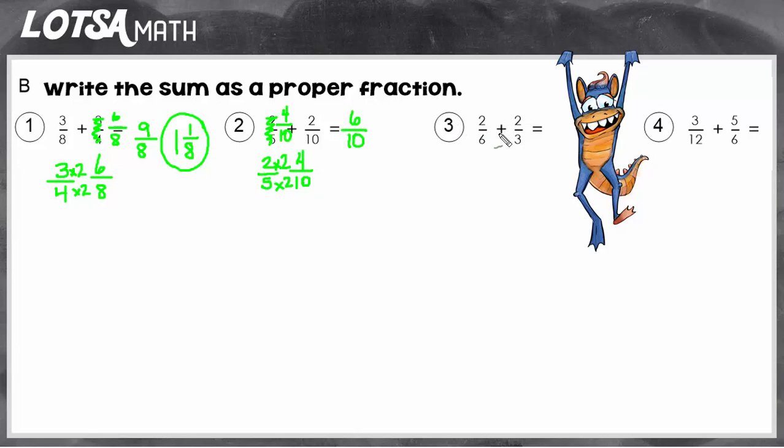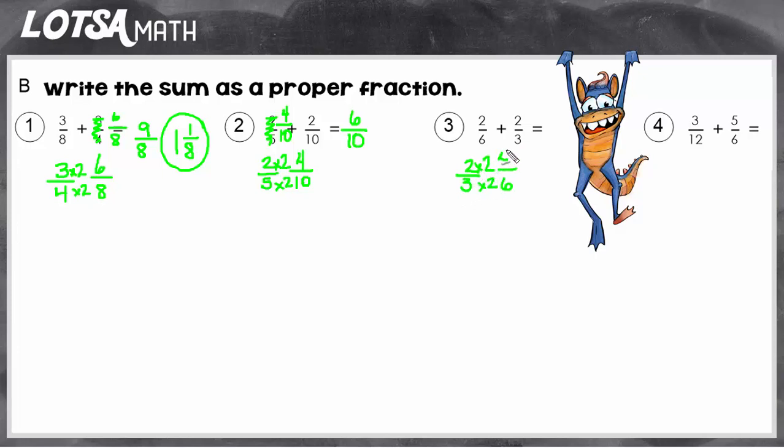All right, let's do one more together. Here I have 2/6 and 2/3. I can't add them up because they don't have the same denominator. So I'm going to change 2/3 into 6ths. I can use multiplication to do it. And what I do to the bottom, I've got to do to the top.